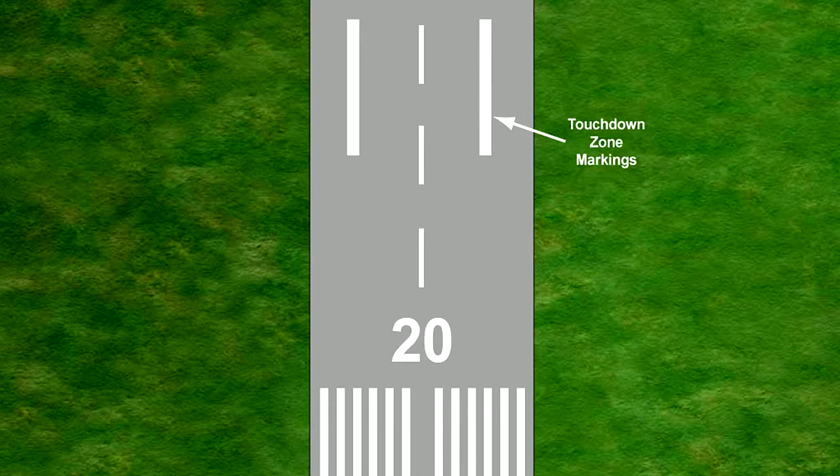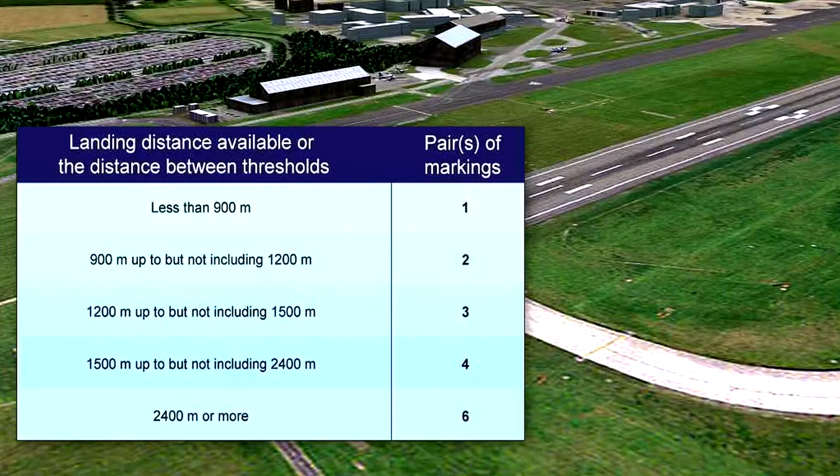Touchdown zone markings are to be provided on code 2, 3 and 4 paved precision approach runways. They will consist of pairs of rectangular markings symmetrically placed about the runway center line, with the number of pairs relating to the landing distance available. The table shown here shows the number of pairs of touchdown zone markers that are applied to differing lengths of runway.